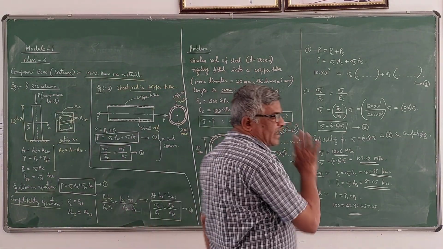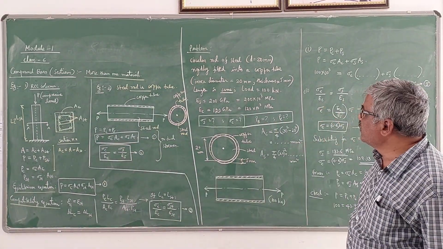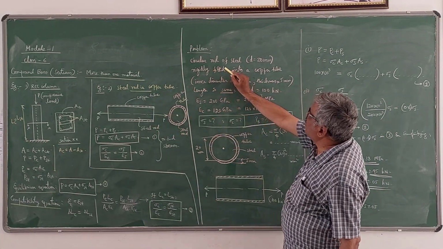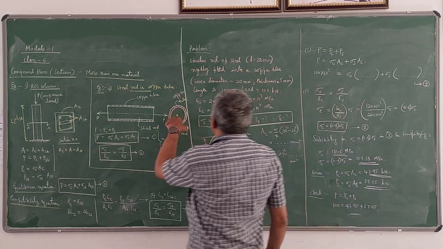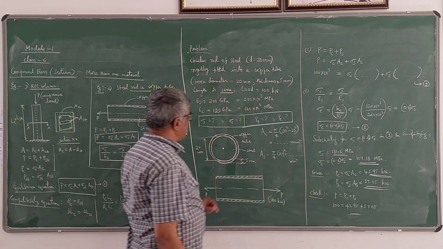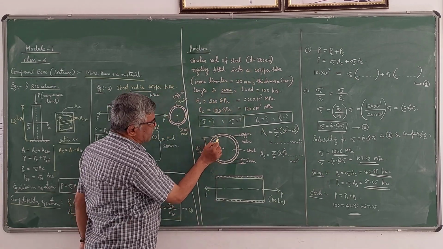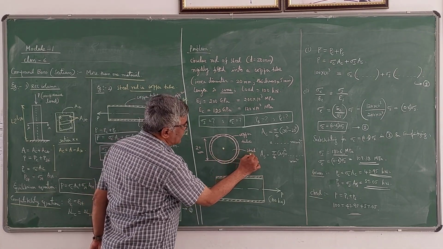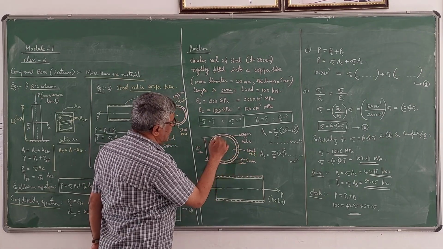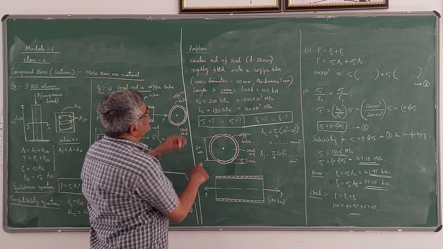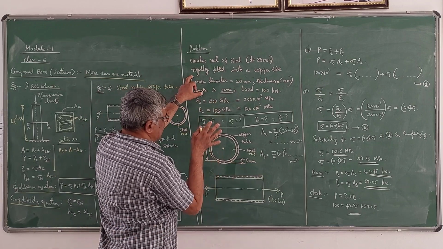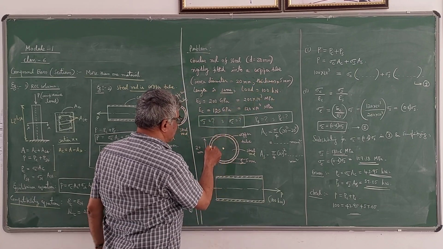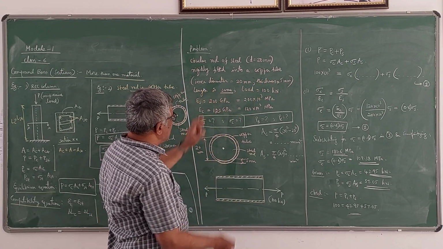Now I have taken an example, a problem here. You can see I have taken this type: a circular rod of steel having diameter 20 mm. I have given the diagram here. This is the steel rod, which has a diameter D of 20 mm. Then it is rigidly, firmly fitted into a copper tube. So this is the copper tube, of inner diameter 20 mm.